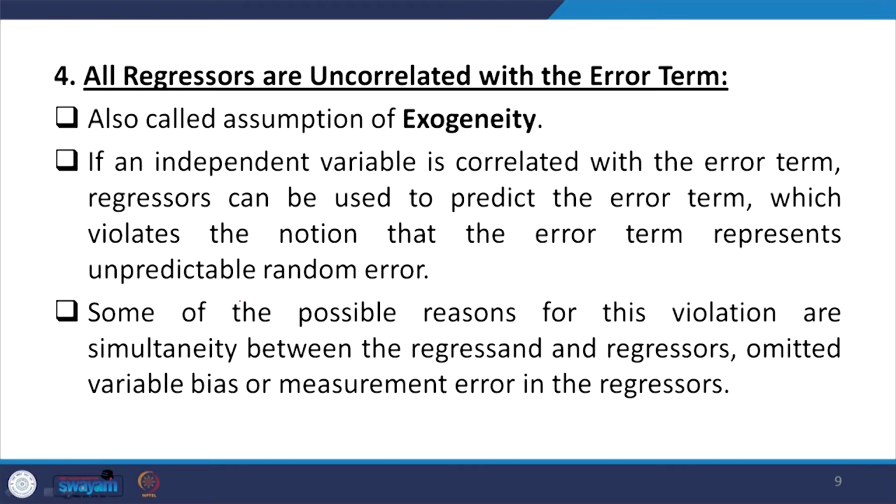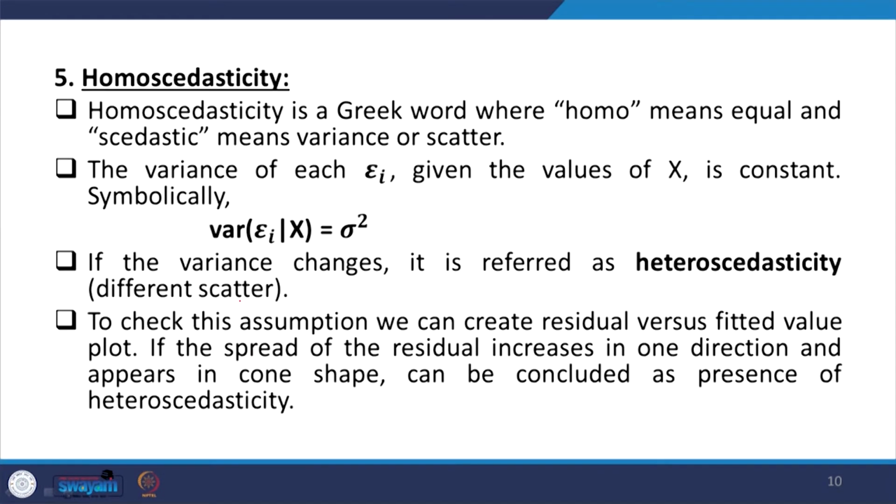Now, if an independent variable is correlated with the error term, regressors can be used to predict the error term, which violates the notion that the error term represents unpredictable random errors. Therefore, it misleads the prediction. Some of the possible reasons for this violation are simultaneity between the regressand and regressors, omitted variable bias, or measurement error in the regressors, which affect the relationship between the error term and the explanatory variables. Okay, so the assumption of exogeneity is also important.